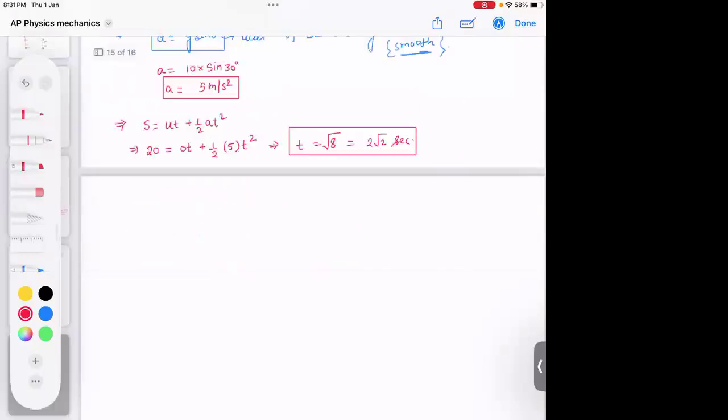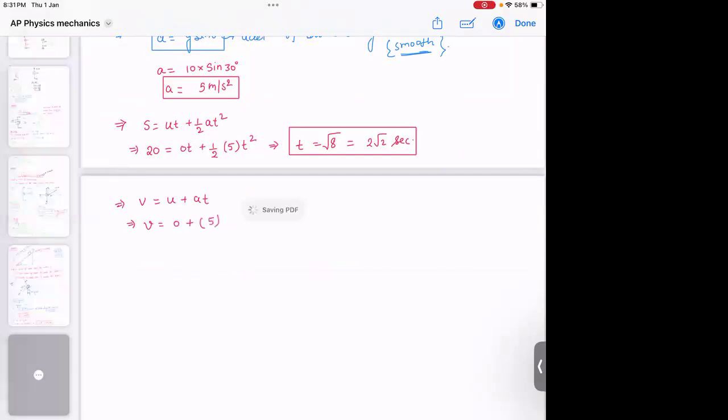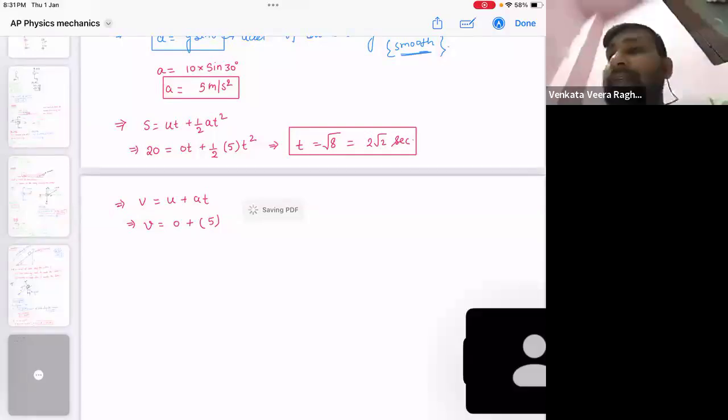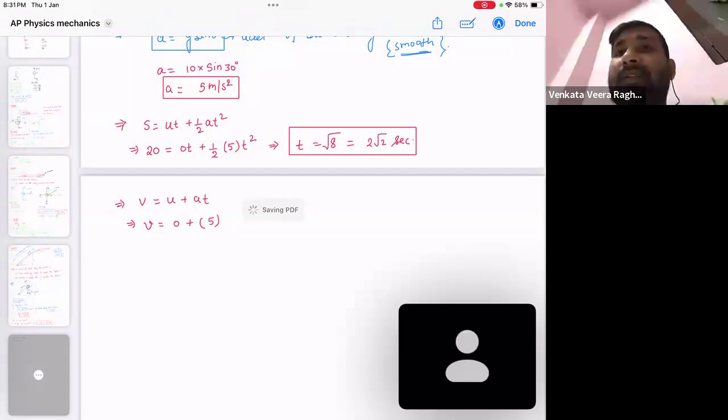And once we know the time, can we use the second equation, v equal to u plus a into t? The velocity we have to find out. Initial velocity 0, acceleration is 5, and the time we have calculated is 2 root 2 second. So what will be the velocity of the block when it reaches the bottom? It is going to be 5 into 2 root 2, that means 10 root 2 meter per second. That is going to be our velocity when it reaches the bottom.